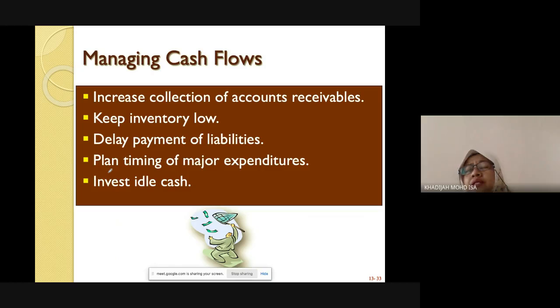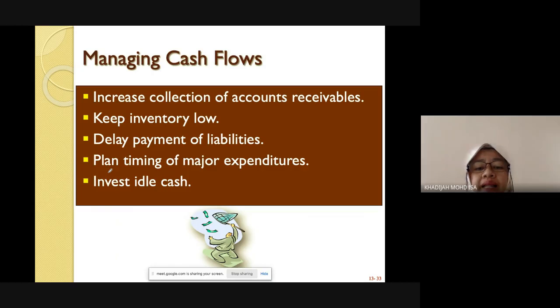So that's why some companies use what we call the just-in-time method. They will only order inventory when they have reached a certain level, so that they don't have so much unsold inventory in their business. Another way is to delay payment of liabilities. Normally, because business has to play around with cash, they have to collect from accounts receivable as soon as possible. And if they can postpone the payment of their payables, any payment of liabilities, they will delay it, because they want to play around with the cash flow.